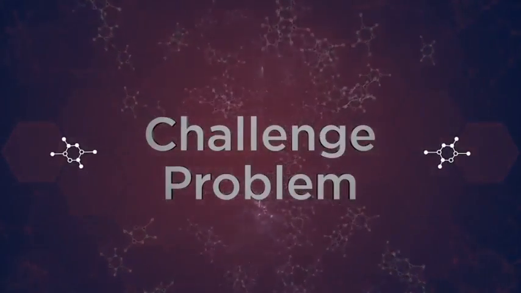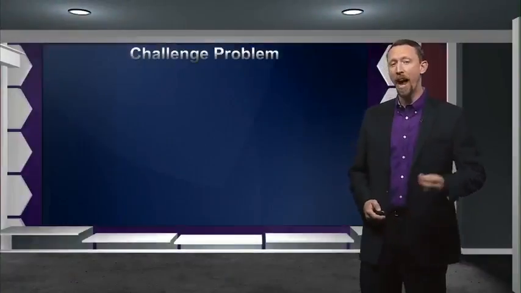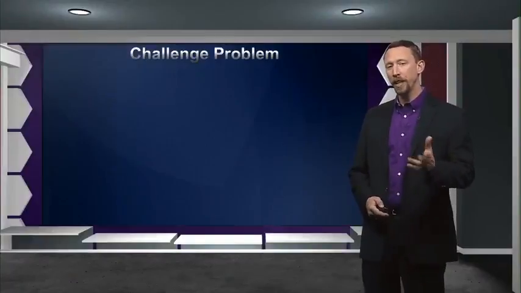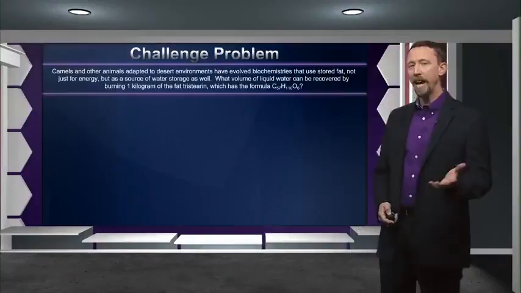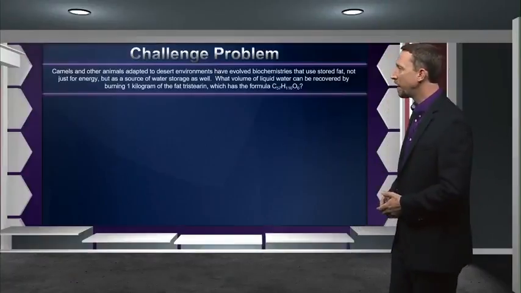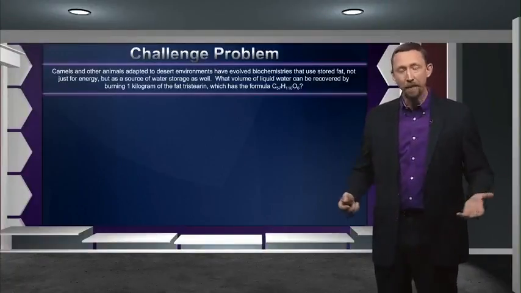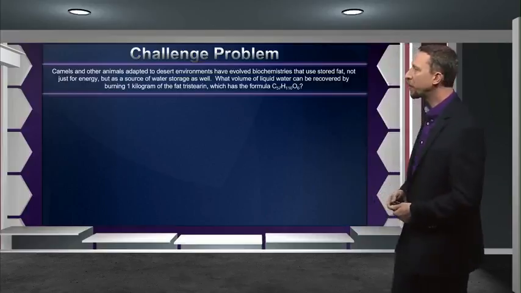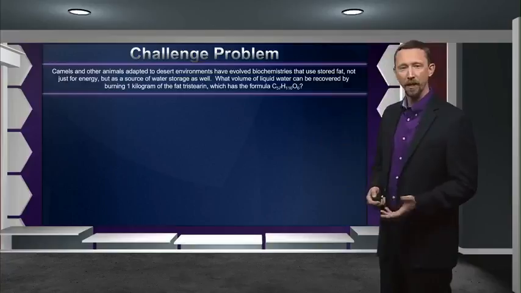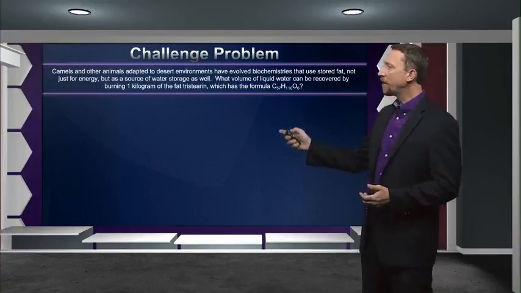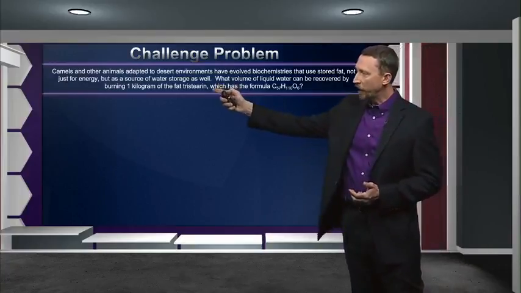Stoichiometry, or the use of balanced equations, can be a really powerful predictive tool. So let's explore that a little bit using a challenge problem. Camels. Why not? Camels and other animals in the desert are adapted to use water in a very efficient manner. In fact, camels can store water as fat. Isn't that interesting? So what they do is they use a fat called tristearin.